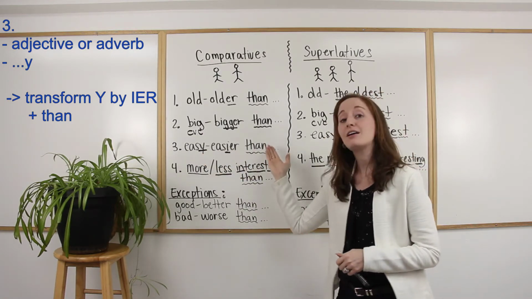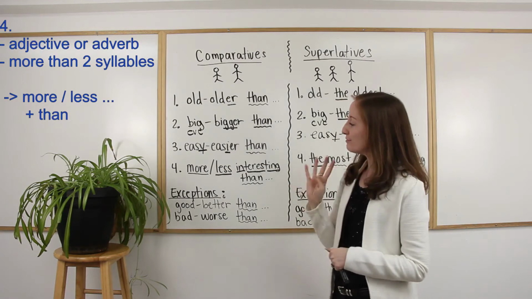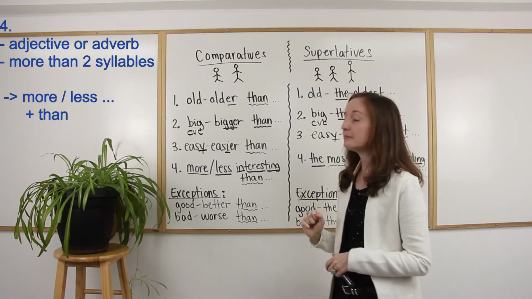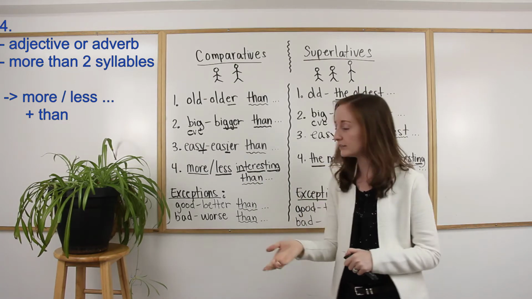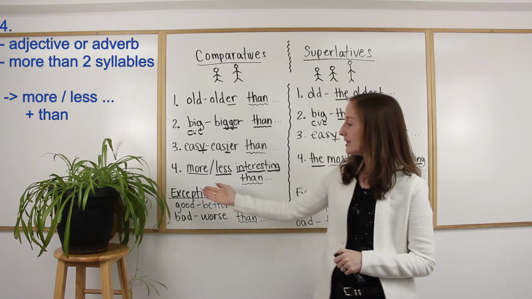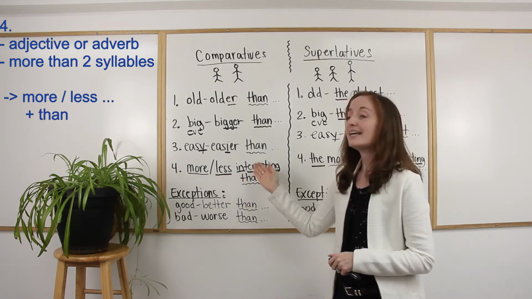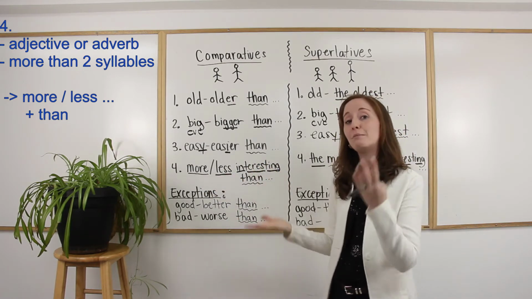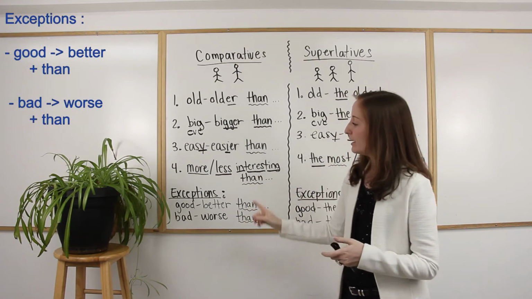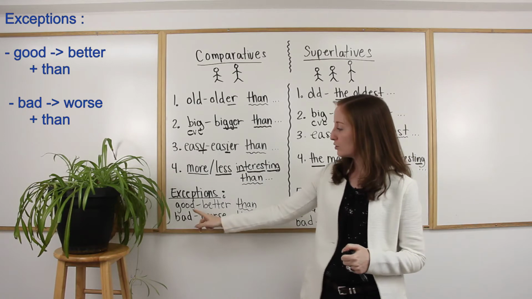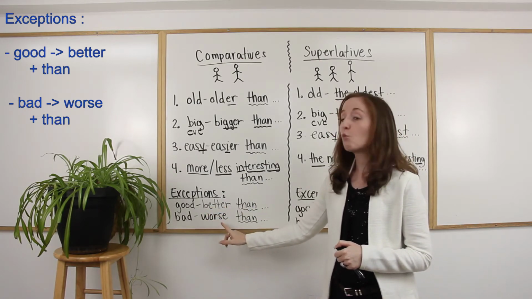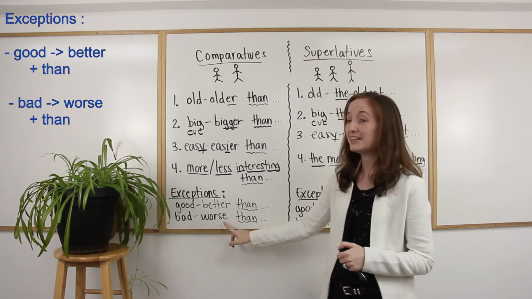Easy, easier, than. And the final fourth rule is when you have an adjective or an adverb that is more than two syllables, in this case, interesting, 4 syllables, then we use more or less interesting than to compare maybe a movie, a restaurant, a game. Two classic exceptions: good becomes better than, bad becomes worse than with an E.